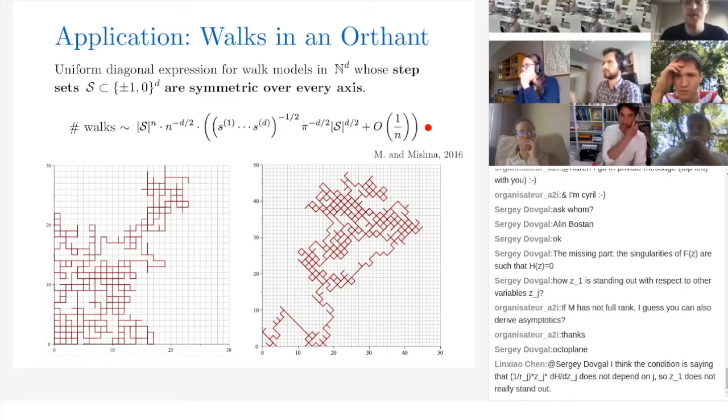And so this was with Marni Mishna, back, I think this was during my master's at SFU, we gave this rational diagonal expression, and from that, you can give dominant asymptotics that depend on the number of steps you take. And these small s's here are the number of steps that move forward in the first coordinate, the second coordinate, all the way up to the dth coordinate. So a very explicit expression for dominant asymptotics. And you can also compute higher terms in this asymptotic expansion. It just gets messier and will depend more on the specifics of the steps that you're looking at.